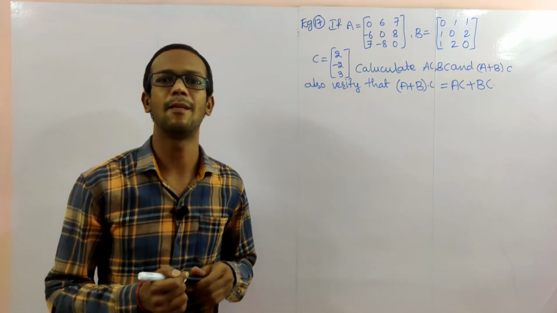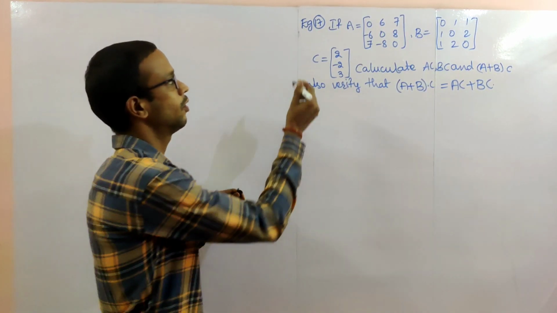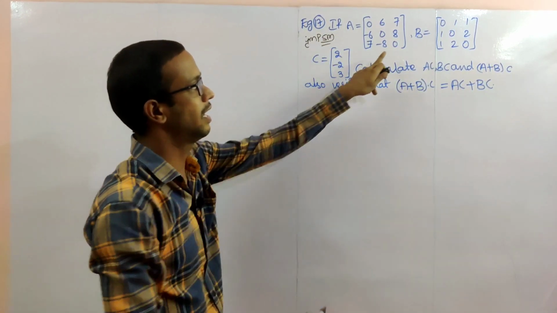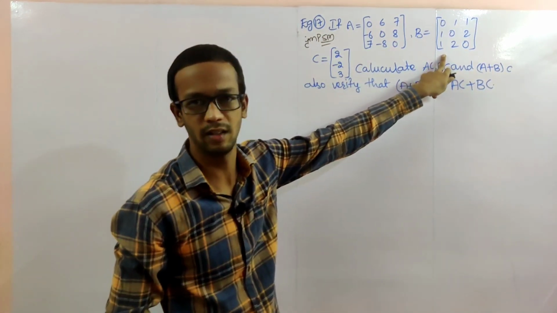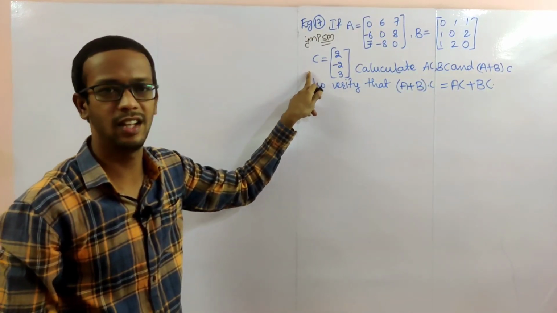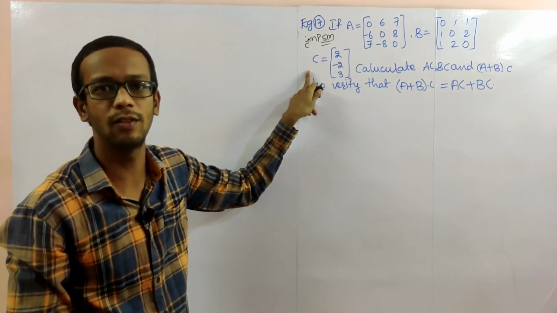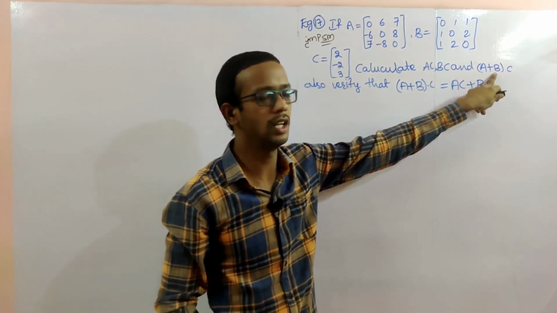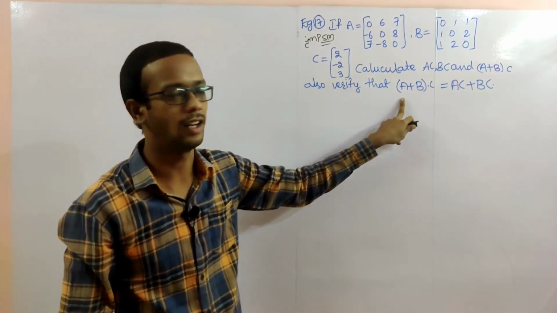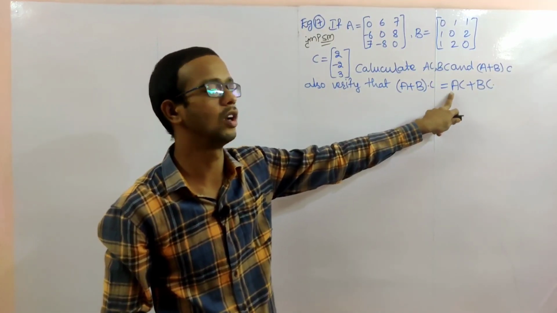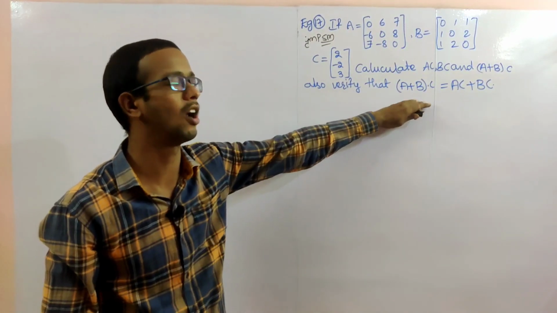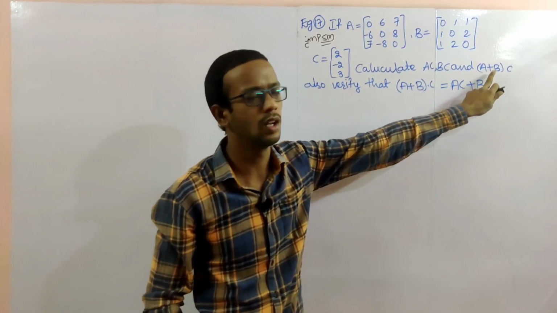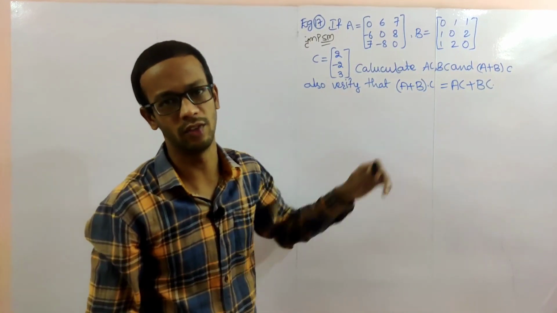Next, example number 17. This is also important for 5 marks question. If capital A is a 3 by 3 matrix, capital B is a 3 by 3 matrix, and capital C is a 3 by 1 matrix, 3 rows, 1 column. Calculate AC, BC and A plus B into C, and also verify that A plus B into C is equal to AC plus BC. This is called the distributive law. So first we have to find these 3 values. After that automatically we can prove this one also.